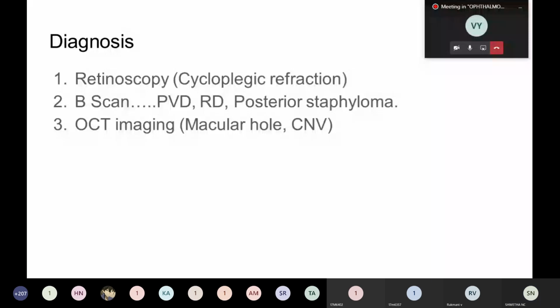Sometimes we do OCT, optical coherence tomography. You can see a chorioretinal neovascular membrane, or sometimes a macular hole. By doing OCT, you can confirm the diagnosis. So the main diagnostic part is to do retinoscopy, then additional tests like B scan to know whether the patient has developed retinal detachment, PVD or posterior staphyloma. You can also do OCT to see the retinal neovascular membrane.